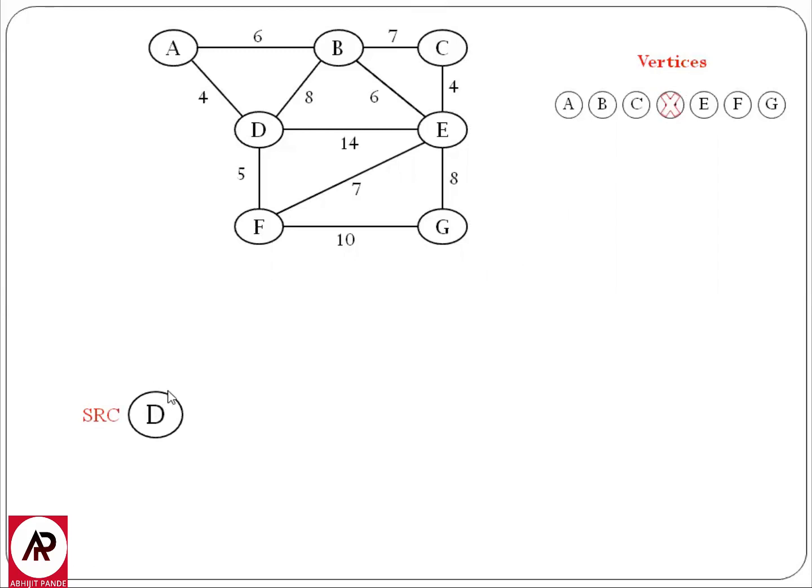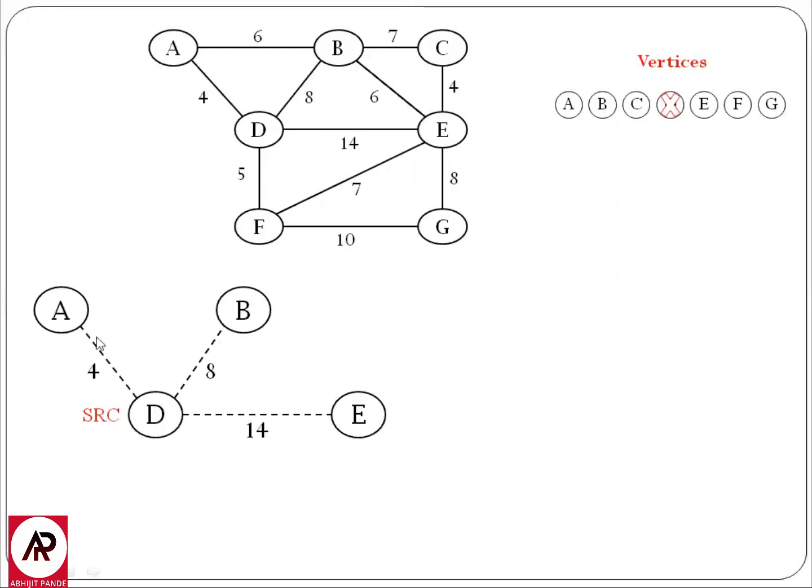The next step is to identify what are the different paths that are originating from our vertex. So the different paths that are originating from our vertex: from D to B having the cost 8. Second path is from D to E having the cost 14. The third path is D to A having the cost 4, and the next path is D to F having the cost 5. The next important step is to identify which node to be added in our MST.